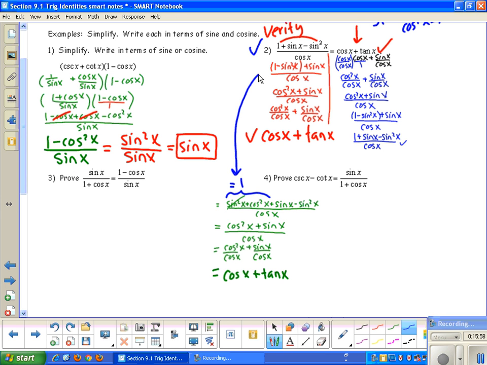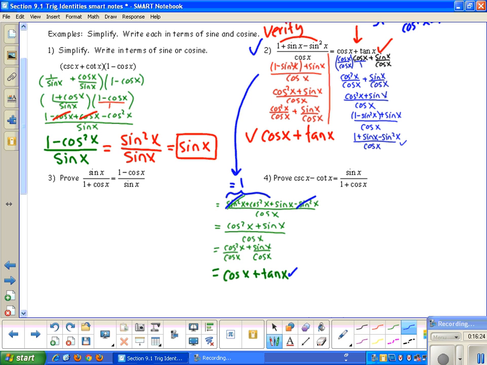Now instead, remember I said I could replace the 1 with sine squared x plus cosine squared x. I did that, and then I cross out sine squared x and sine squared x because those were like terms and they cancel each other out. And I got cosine squared x plus sine x over cosine x, and then I separated it because it was separated on the right side of my equation, and notice that that is another way that I could have solved the problem.